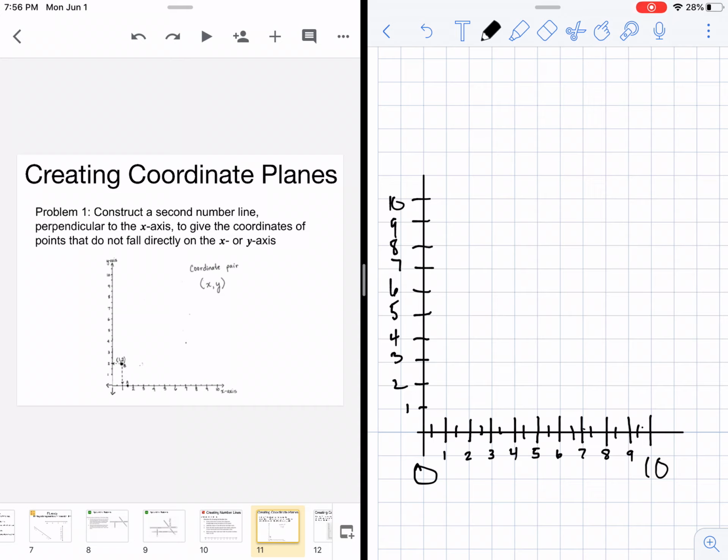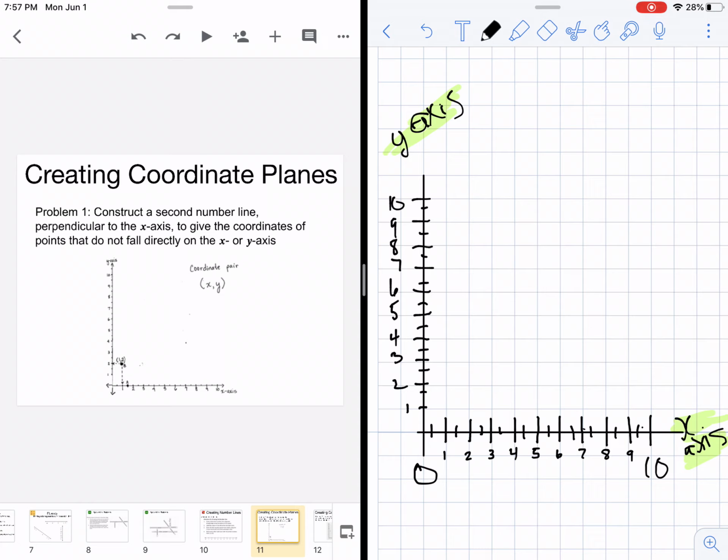And then in between these, we have our middle hash marks. So now we have a y-axis, and we have an x-axis. And I'm going to just highlight those. Y-axis, x-axis. Okay? So now, this is our coordinate plane that we just drew. Say it with me. Coordinate plane, not an airplane, a coordinate plane.